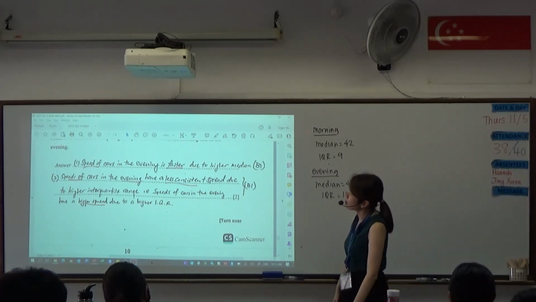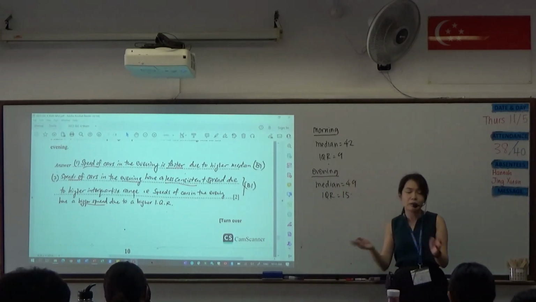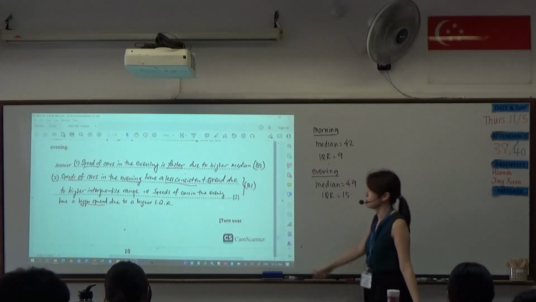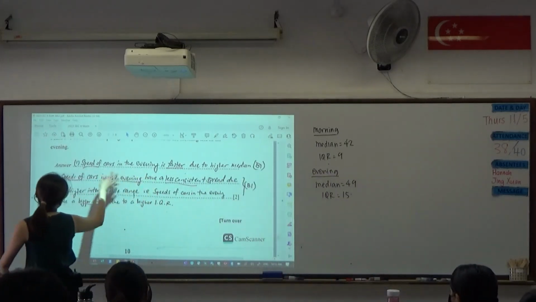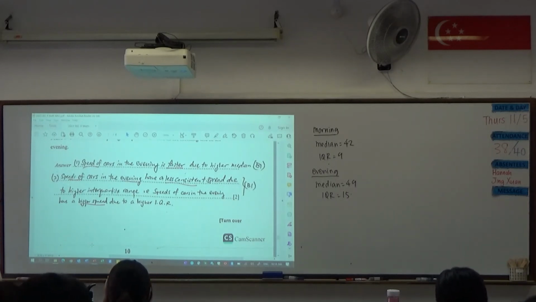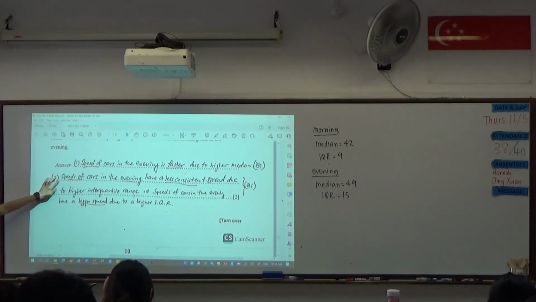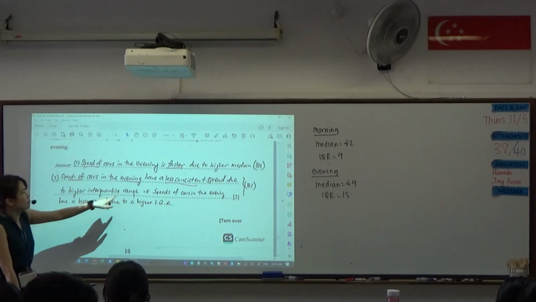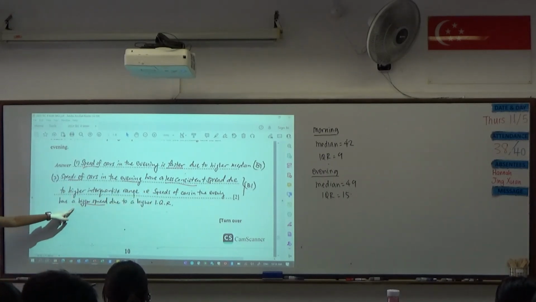So you need to say that the speed of cars in the evening is faster, or the other way around is okay, right? So the vice versa is acceptable due to the higher median. Of course, in my teaching itself, I always tell you to compare it, okay, higher median than what, right? So do give a more complete sentence. Then, the speed of cars in the evening has a less consistent speed, or you can say that it has a wider spread, alright, due to the higher interquartile range. So either talk about consistency or talk about spread itself.